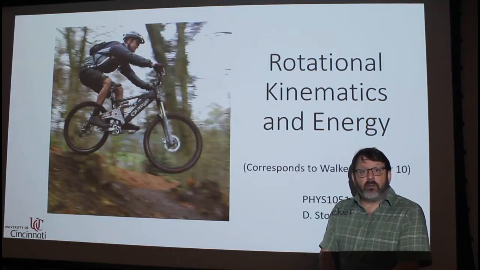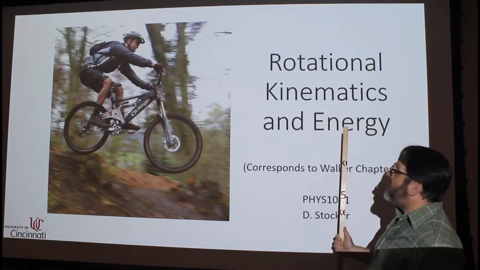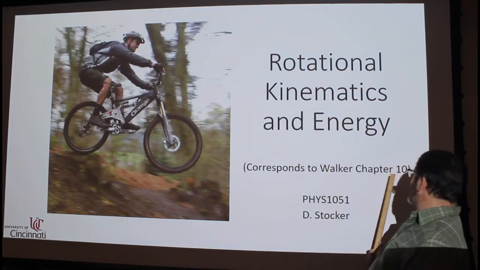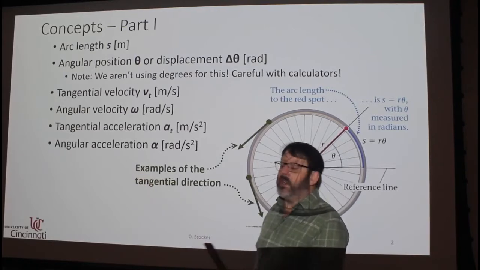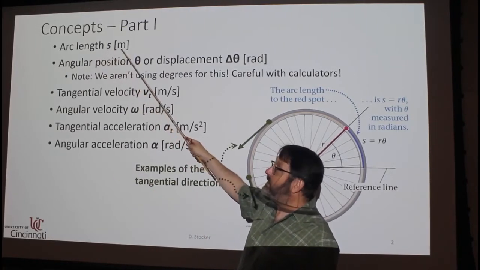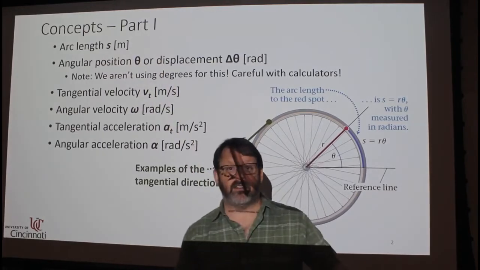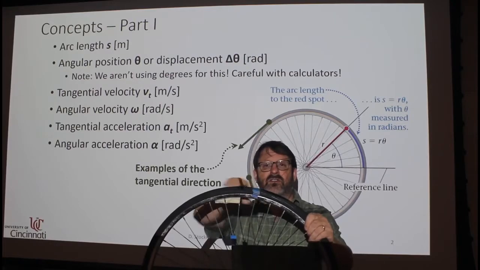In this video, I will present concepts associated with rotational kinematics and energy. That's Walker Chapter 10. So first is arc length. Arc length, we'll use the symbol S. It's measured in meters, and an arc length is a length, a distance, around a circle.